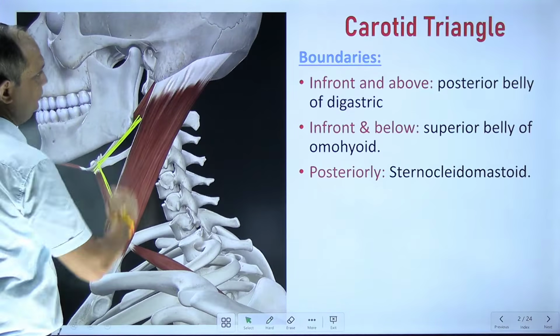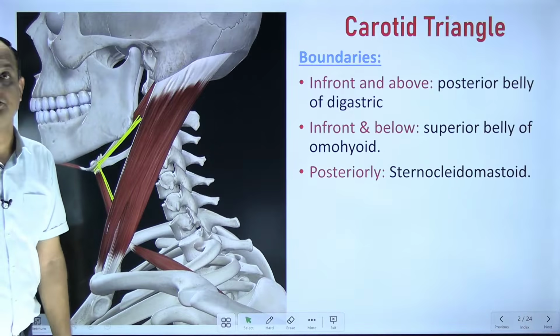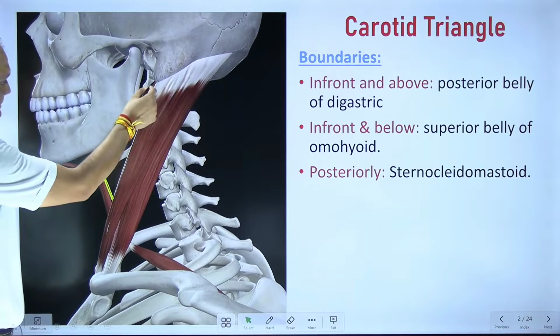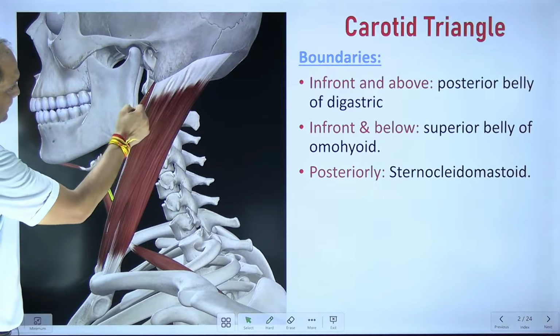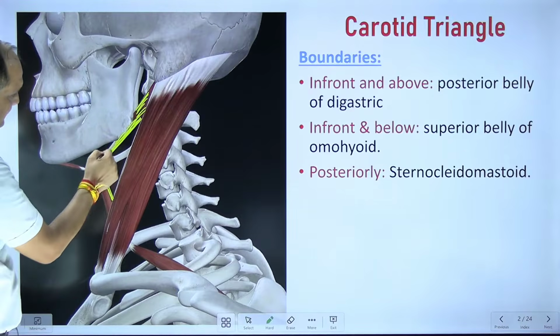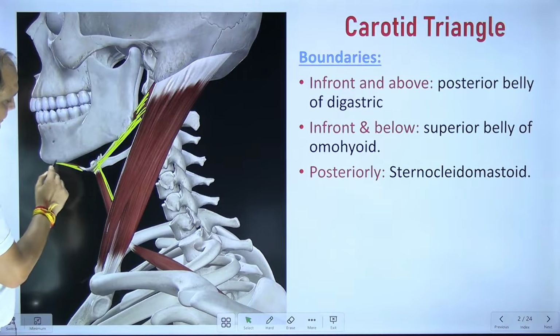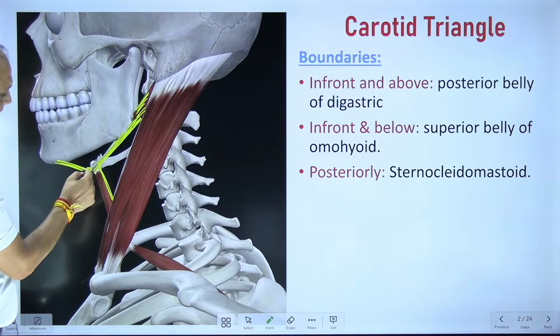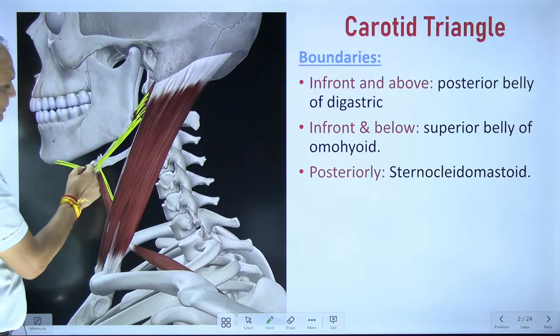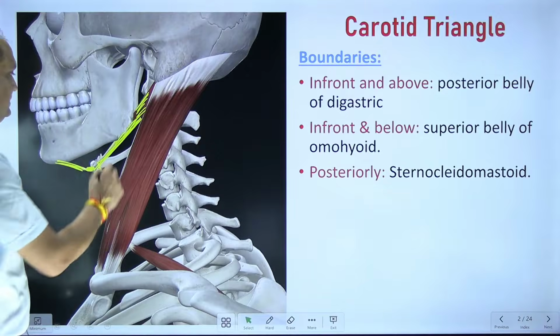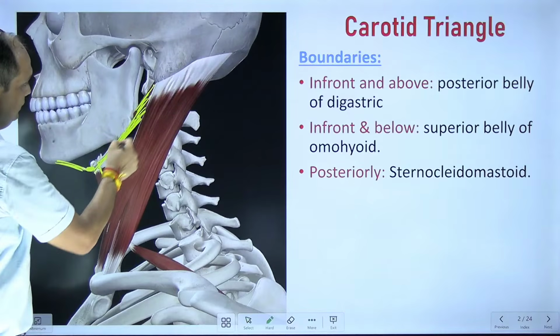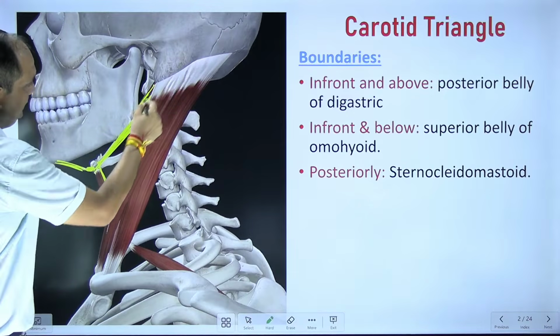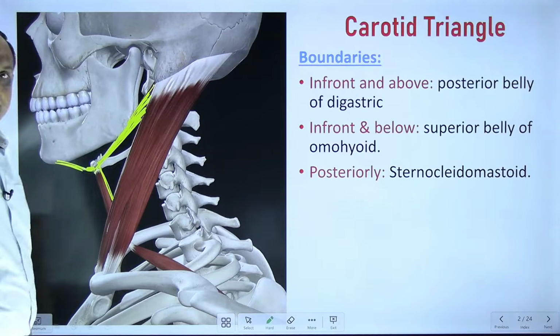Now in this upper border you are able to see a muscle known as digastric. Here you can see that this digastric muscle has two parts. This is the posterior belly of digastric and this is the anterior belly of digastric, and both the bellies are interconnected at one point on the hyoid bone. So in this carotid triangle, we are dealing with the lower border of the posterior belly of digastric.